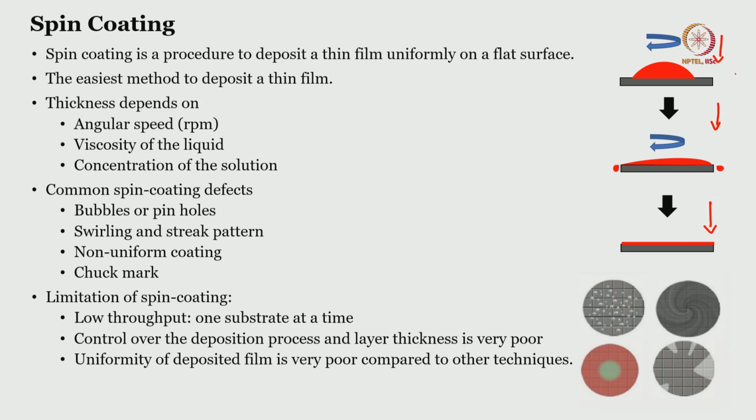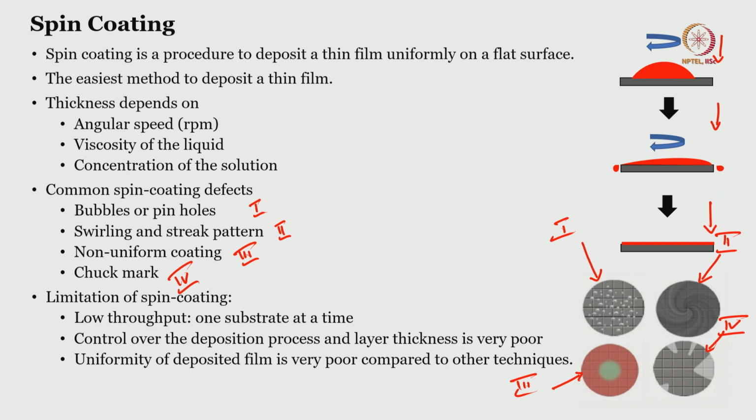Then common spin coating defects. What are these possible spin coating defects? You can see bubbles or pinholes here. Swirling and streak patterns, you can see here. Non-uniform coating, you can see this one, right. So, if I number them 1, 2, 3 and 4, then this one is 1, this is 2, this one is 3, and finally this figure shows the fourth one. So, chuck marks, you can see the chuck marks are there. The chuck is used to hold the wafer or a substrate. So, these are some of the spin coating defects.